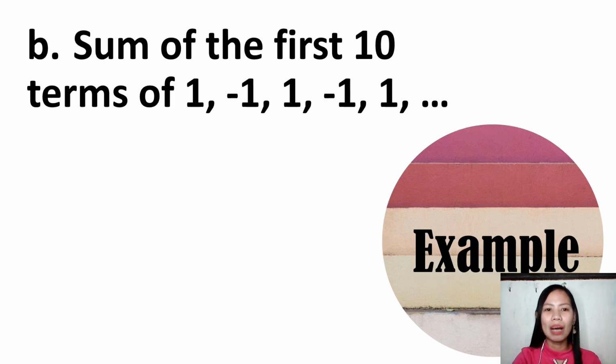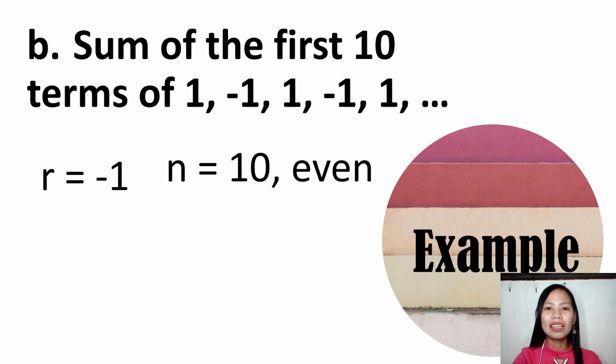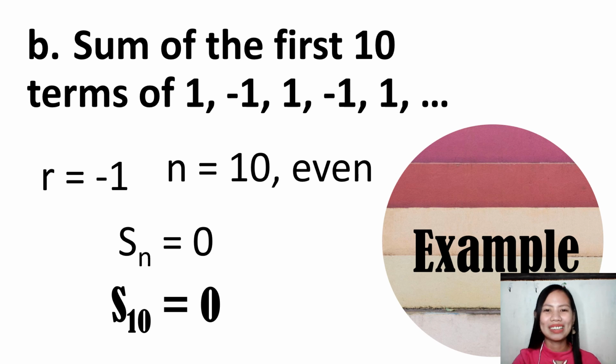Let us have another example. Find the sum of the first 10 terms of 1, negative 1, 1, negative 1, 1. So the common ratio here is negative 1 because 1 times negative 1, the answer is negative 1, times negative 1, 1, and so on and so forth. And then the number of terms is 10 and it is even. If the common ratio is negative 1 and n is even, we will use S sub n equals 0. And S sub 10 is equal to 0.